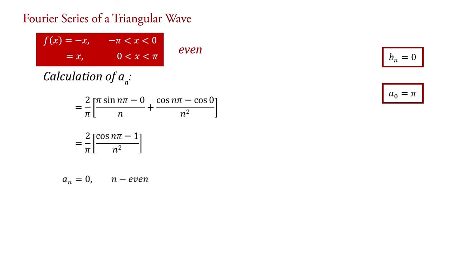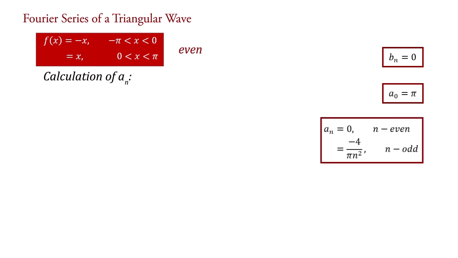And for n odd, cos n pi equals minus 1, and therefore cos n pi minus 1 equals minus 1 minus 1, which is equal to minus 2, and therefore an equals minus 4 upon pi n square for n odd.